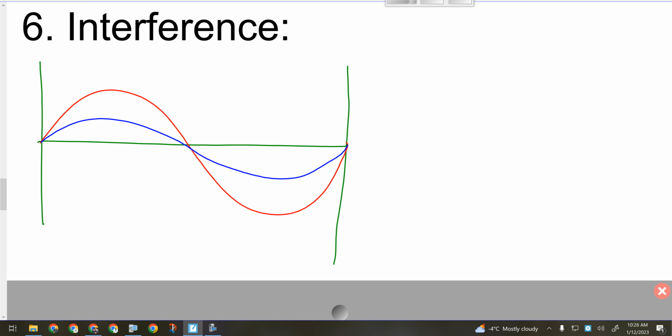Let's say this one has an amplitude of +1 and this one has an amplitude of +2, +3, and -3. Boom, resulting waveform. 3 marks. 1 mark for the correct type of interference and 2 marks for the diagram.